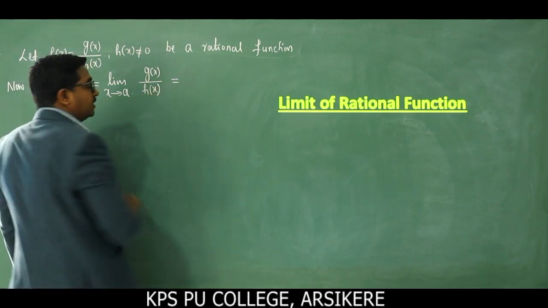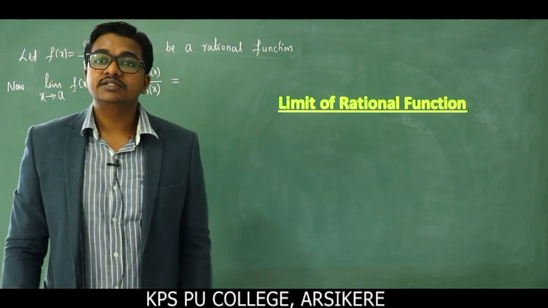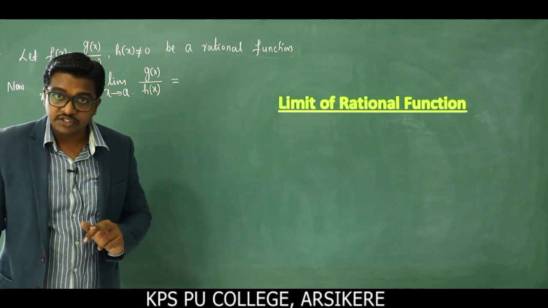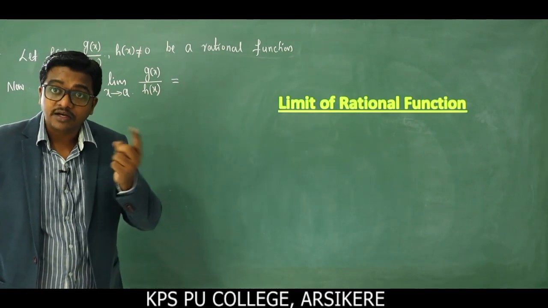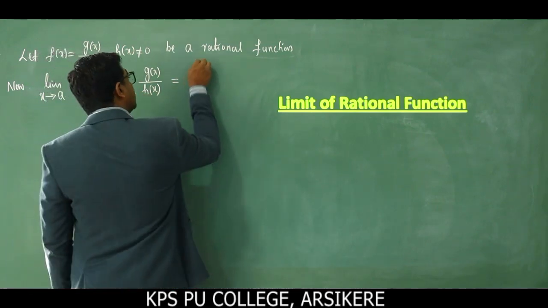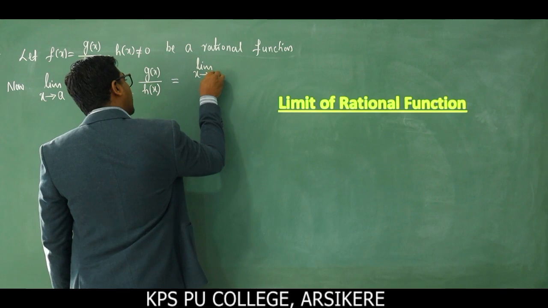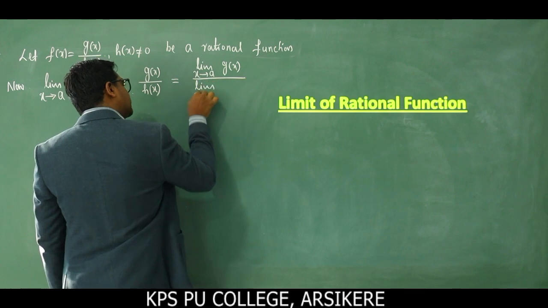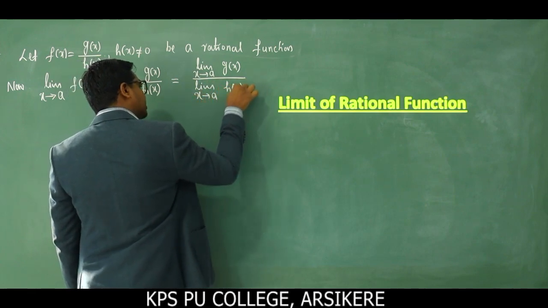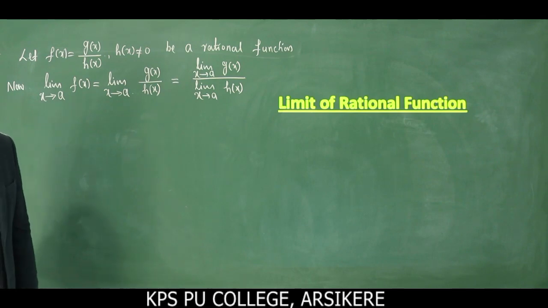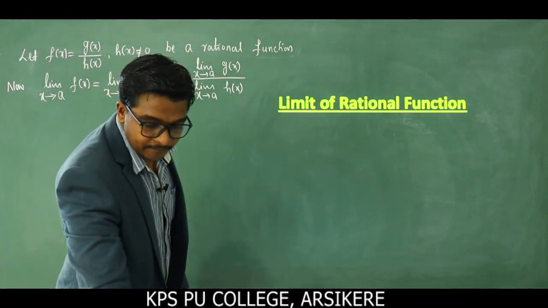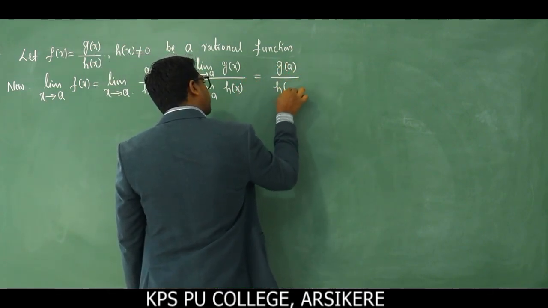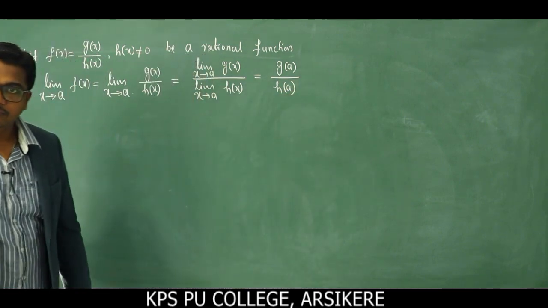Just remember the properties of limits that we discussed in the second class, algebra of limits. Whenever we have the form g of x divided by h of x, in that case we have to separate the limit. That becomes limit as x tends to a of g of x divided by limit as x tends to a of h of x. Very good. So directly we can replace x by a. That reduces to g of a divided by h of a.